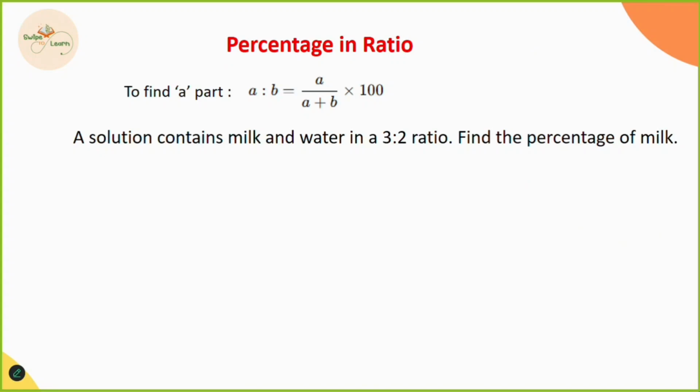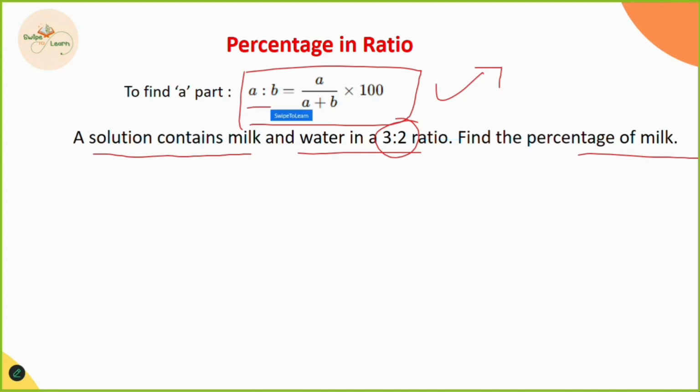For example, a solution contains milk and water in the ratio of 3:2. Find the percentage of milk. Now you know the ratio of the mixture and you have to find a single part. To find a single part, you use a formula. When there are two ratios, A is to B, and you have to calculate A's part, you use the formula A divided by A plus B into 100. This gives A's part. Similarly, now milk and water are in the ratio of 3 is to 2.